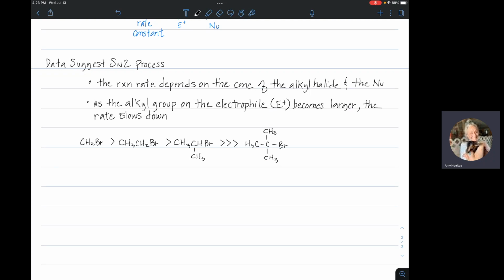That alkyl halide is too sterically hindered. So this is a methyl halide, and this is going to react the fastest. There's really nothing in the way. This is a primary alkyl halide, this is a secondary alkyl halide, and this is a tertiary alkyl halide. These react the slowest or not at all.